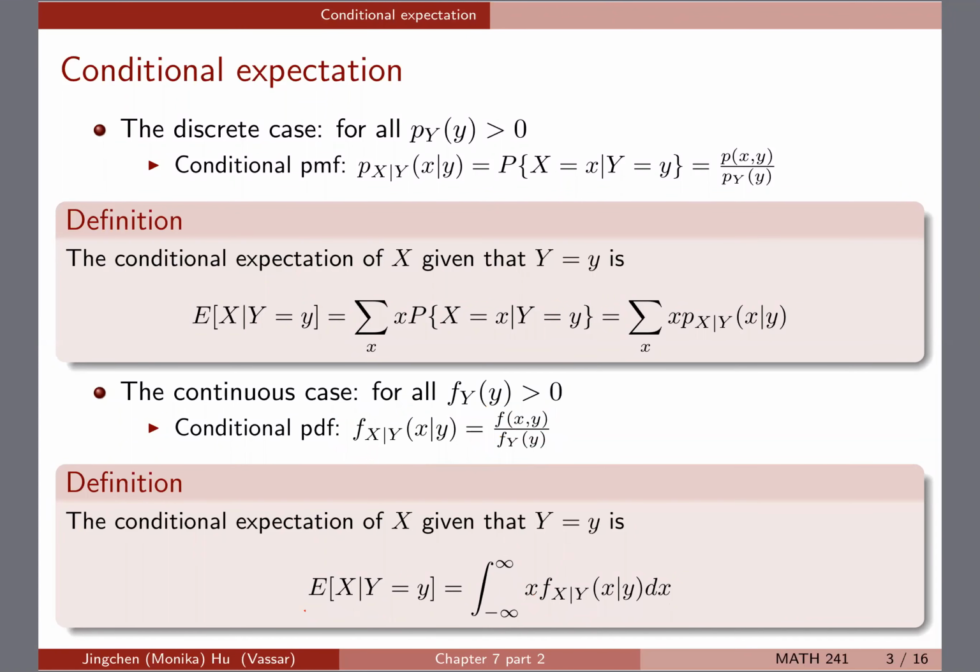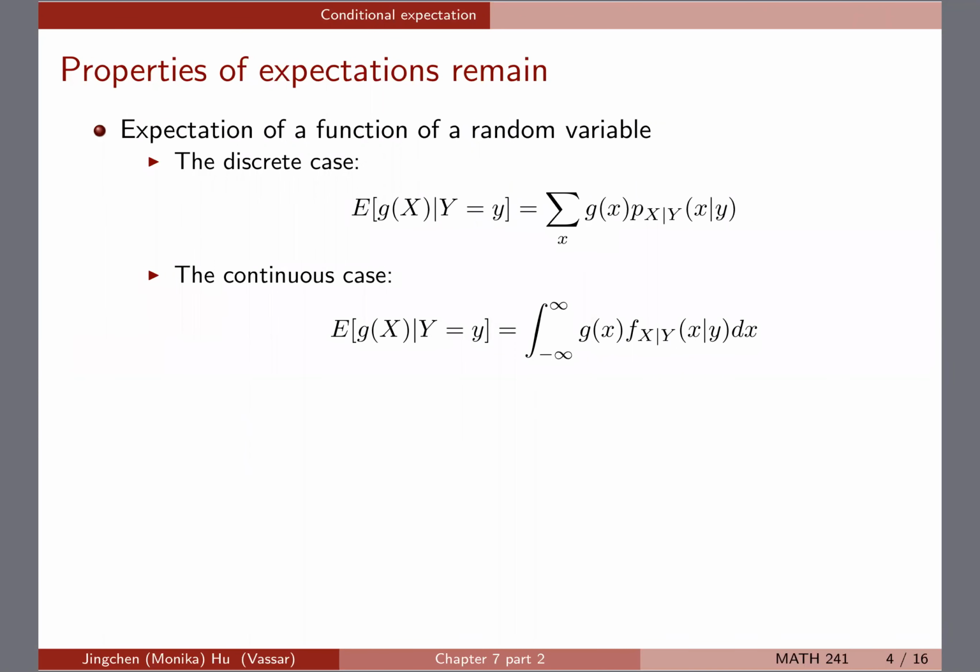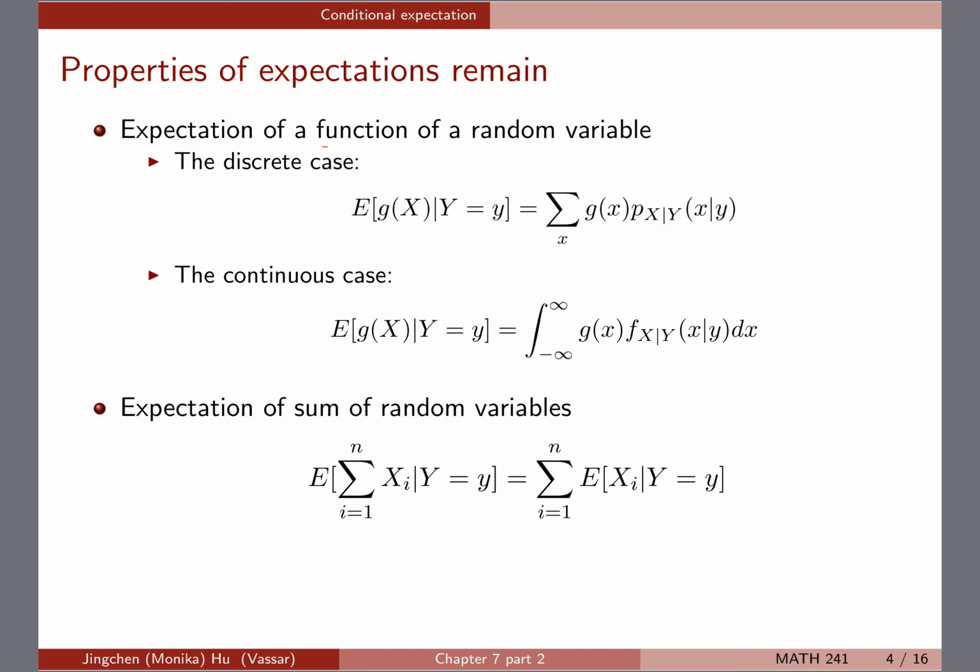If you're curious about those properties that we saw before about expectations, they're actually going to remain as well. For example, if you're working with a function of a random variable, g(x), then the conditional expectation of g(x) given y will be very similar to what we saw before. g(x) is the function itself, and then you multiply with the conditional PMF of x given y, summing over all possible x for the discrete case. Similarly for the continuous case, it's a multiplication of the g(x) function with the conditional PDF, and then you do an integral.